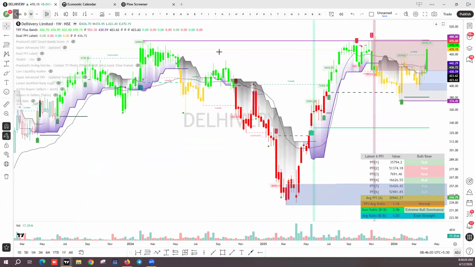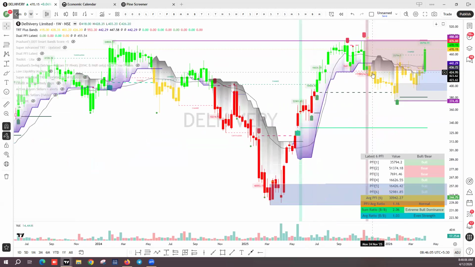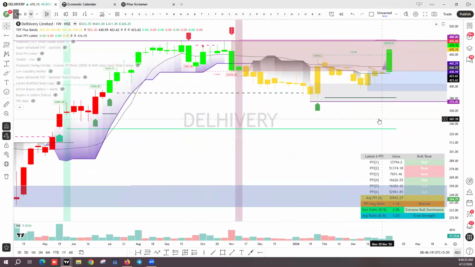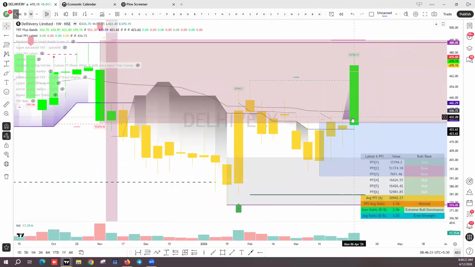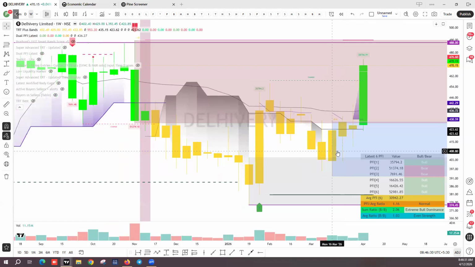Sometimes there is a possibility of having this kind of PFI which later on gets broken. So this hidden gap is already closed, and selling or bearish momentum is disappearing. Bullish momentum has started in this candle. So you can see there is a purple band, and the bullish momentum band is yet to come, right?